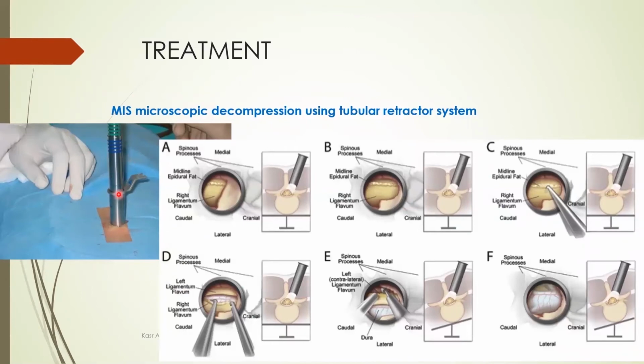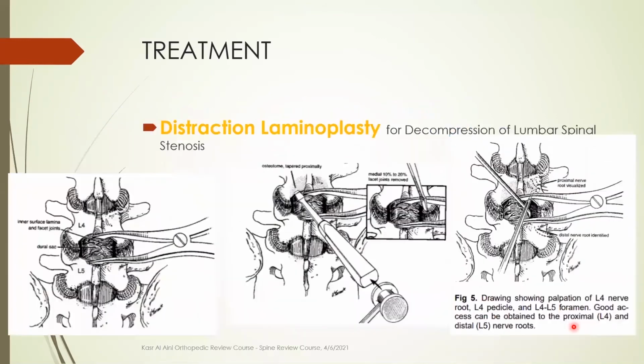Minimally invasive tubular retractor and dilator system gives us the full job through a small incision of around 2 cm. Also, you can do contralateral decompression by tilting the table. Distraction laminoplasty: you preserve most of the lamina, all the lamina, and do the full job of decompression, which gives you a large bed for fusion.